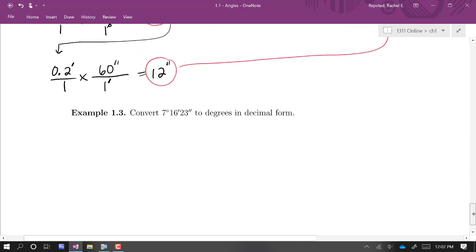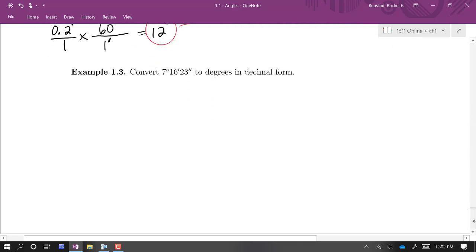Now we're going to go the other way. Here they've given us an angle in DMS form, and we want to convert it to degrees in decimal form. So I know that I have 7 whole degrees, and then plus 16 minutes and 23 seconds. So I know my answer is going to look like 7 point something degrees. It's just knowing what that decimal part is. So when I approach these, I start with the smallest bit. I start with the number of seconds, and I figure out how many minutes that is.